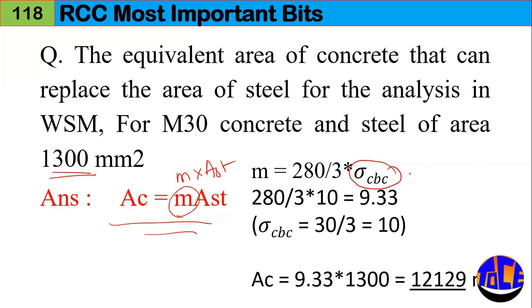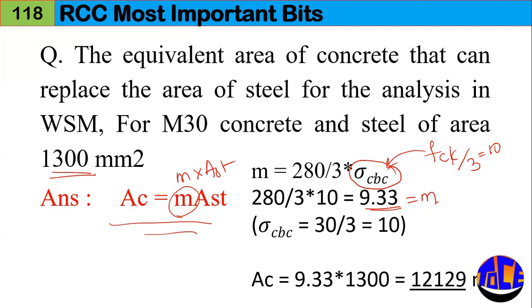For finding the sigma CBC value, simply you can divide the concrete grade by 3. The characteristic value of concrete divided by 3 will give you the approximate value of sigma CBC. So here, what is the sigma CBC? Here the FCK value is 30. So 30 divided by 3 will be 10, right? So 280 divided by 3 into 10, you will get 9.33. So this is your M.